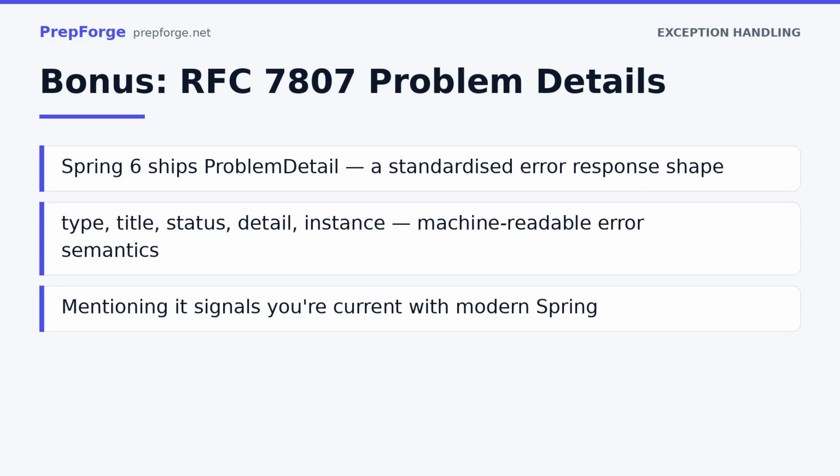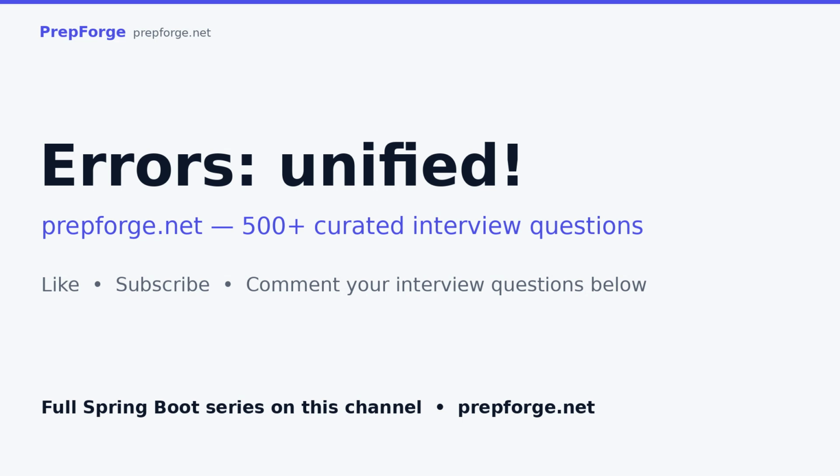And a bonus point that signals you're current. Spring 6 ships the ProblemDetail type, implementing RFC 7807, a standardized shape for error responses with type, title, status, detail, and instance fields. Mention that you consider problem details for a public API, and you've just differentiated yourself from most candidates. That's global exception handling: one advice class, a clean error contract, no leaks.